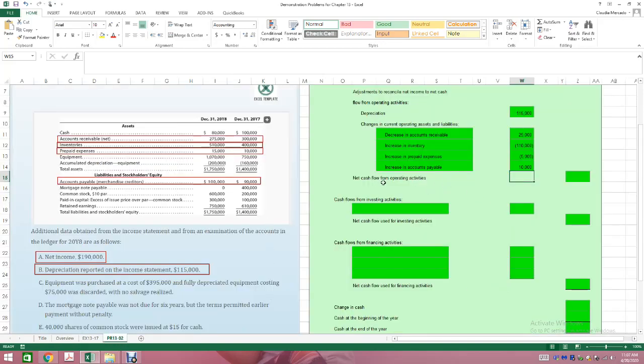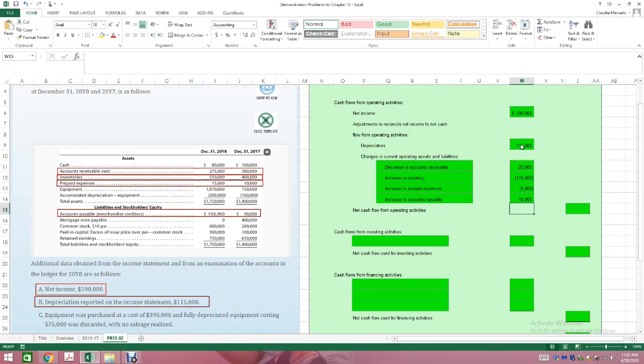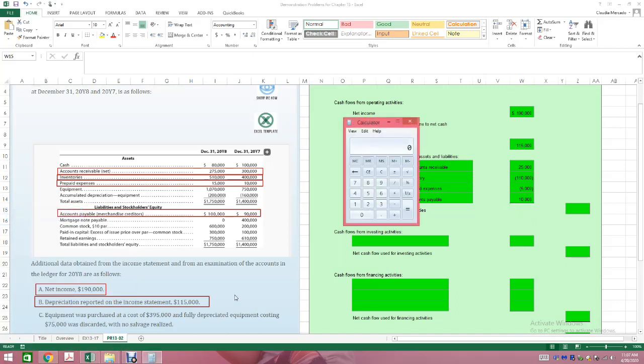Okay, so now I can get my net cash flow from operating activities. I'm going to add all of these numbers up. Let me get my calculator. So I have 190,000 plus 115,000 plus 25,000 minus 110,000 minus 5,000 plus 10,000. That gives me $225,000 increase. Okay.